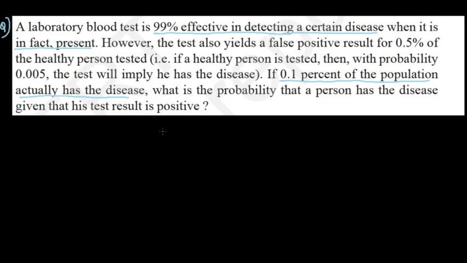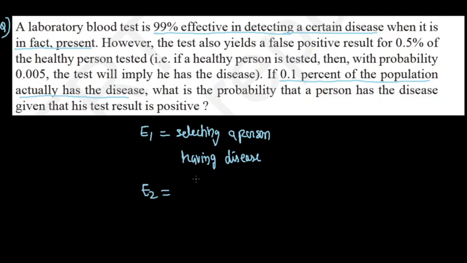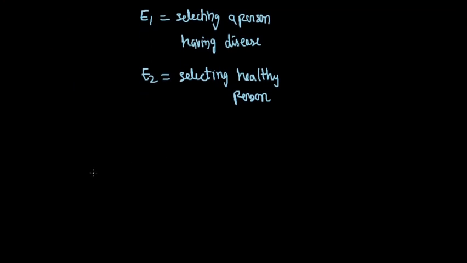Okay, let us consider E1 is the event of selecting a person having the disease. E2 is the event of selecting a healthy person, which means not having the disease. Here it says the test result is positive. Is it talking about the positive result or the negative result? He is only talking about the positive result.